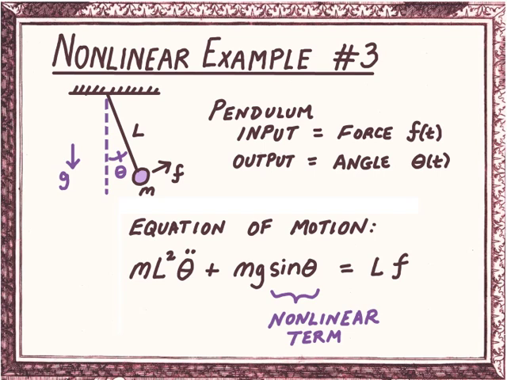Now let's look at a third example of a nonlinear system, and this is the pendulum. Our input to the pendulum is a force acting on the bob, and the output is the angle that the pendulum makes with vertical. The equation of motion for the pendulum is ml squared theta double dot plus mg sine theta equals L times F. And you notice, because of the presence of the sine theta term, this differential equation is not a linear differential equation. It will not obey superposition.